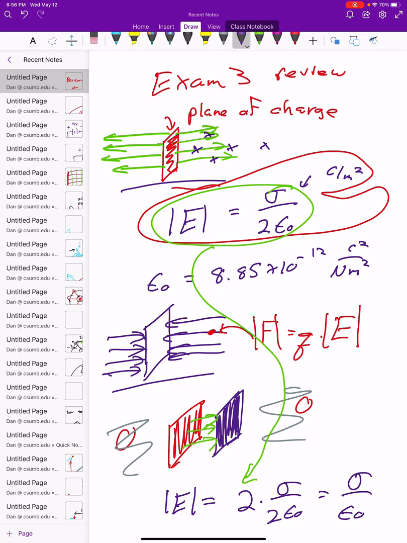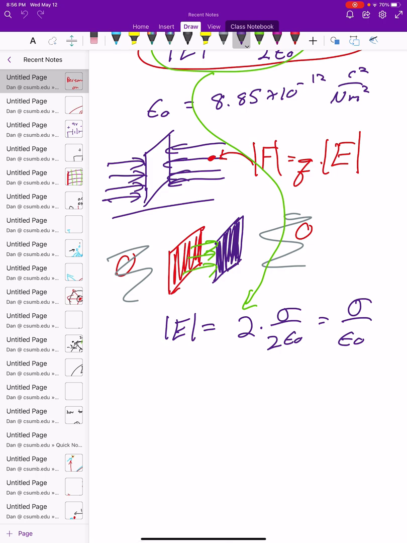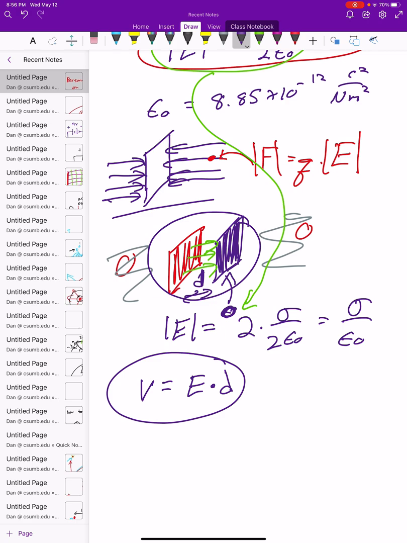All right, the other thing we talked about is the relationship between the potential and the electric field. When you have a uniform electric field, the potential is simply equal to the electric field times the distance. So when you have two planes of charge, if you know the distance between them, d, and you assume that the potential of the negatively charged plane is 0, then the potential of the positively charged plane is the strength of the electric field times the distance between the two planes of charge. Okay, so that is potential and electric field, how they relate to each other for two planes of charge.